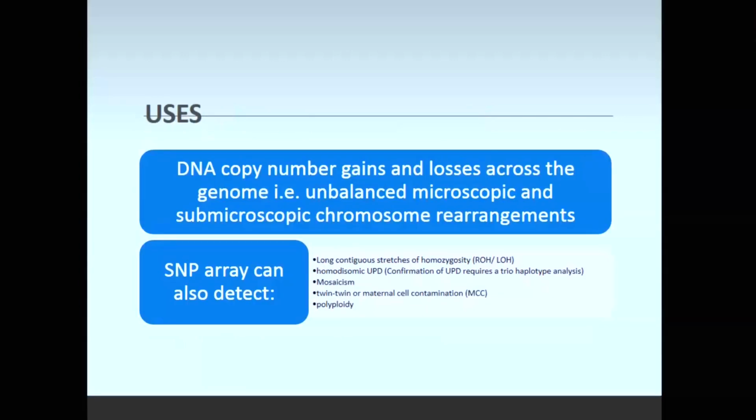So the uses of microarray we have already studied. It can detect DNA copy number gains and losses across the genome. The advantage of SNP array is that it can detect loss of heterozygosity. It can detect isodisomic uniparental disomy. It can detect mosaicism in the range of 30 to 70%. It can detect maternal cell contamination and polyploidy also.